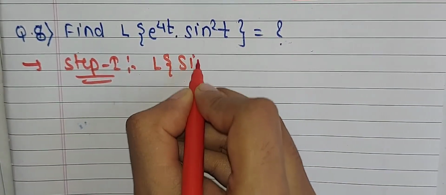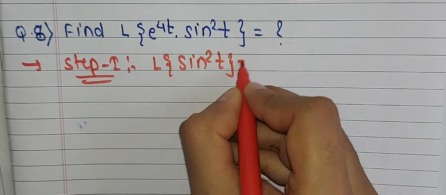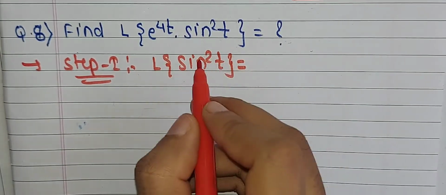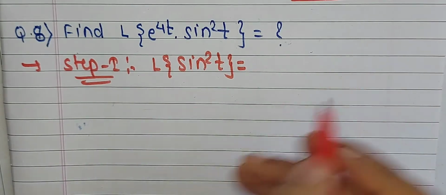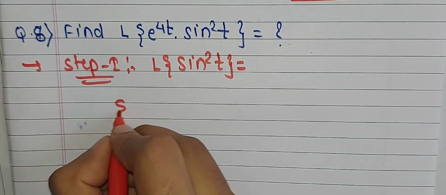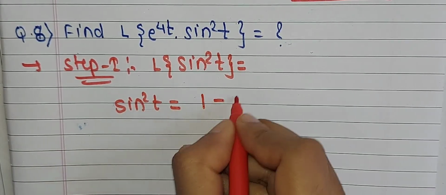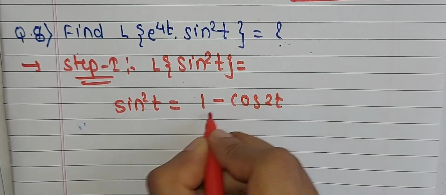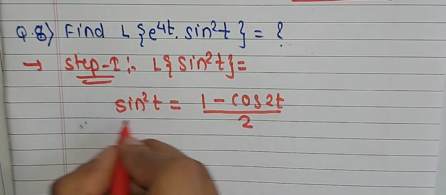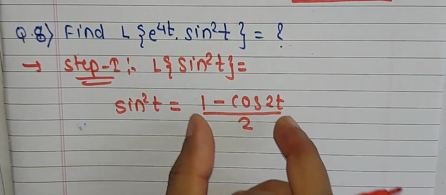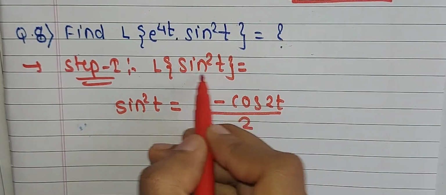of sin square t is equal to, okay, we don't have any standard formula for this function. To convert this into linear form, we have one formula: when we have sin square t, then we can write it as (1 minus cos 2t) divided by 2. That is, we have converted this equation into linear form. Therefore now put this value in place of sin square t.